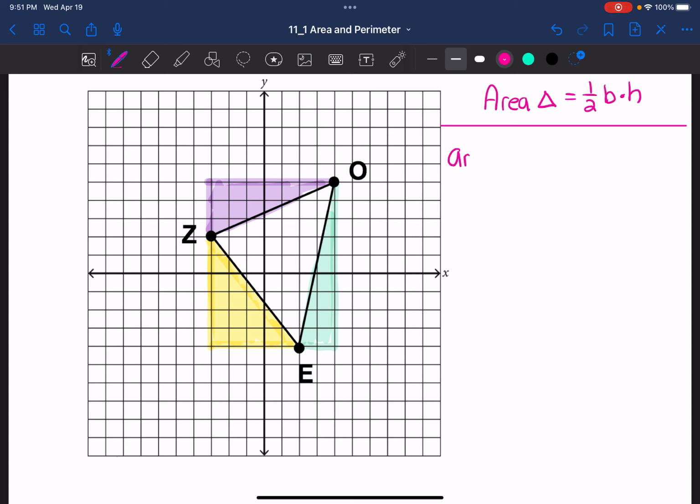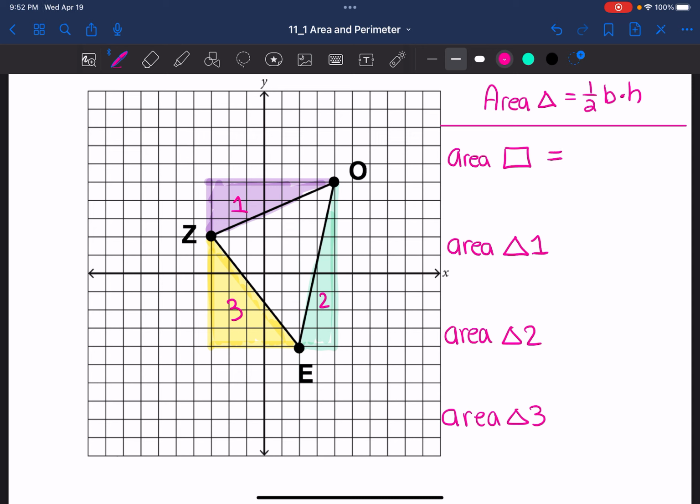I'm going to have to find the area of my rectangle. Then I'm going to have to find the area of, I'm going to say triangle 1, and I'm going to put a nice little 1 in my pink triangle. Then I'm going to have to find the area of triangle 2, and I'll put a 2 in my green triangle. And then I'm going to find the area of triangle 3, and I'm going to put a 3 in my yellow triangle, okay? And these are going to be very easy to find the area of.